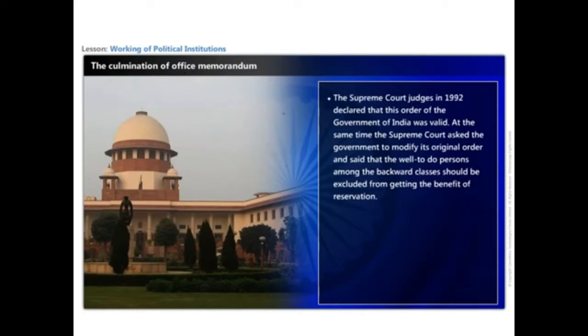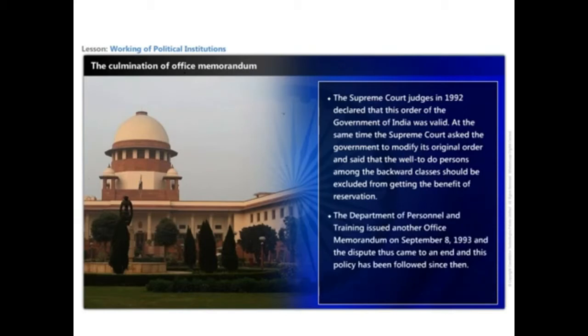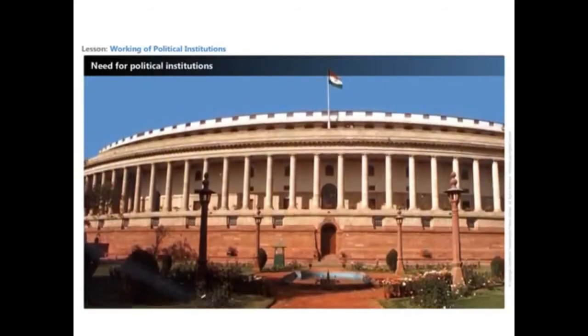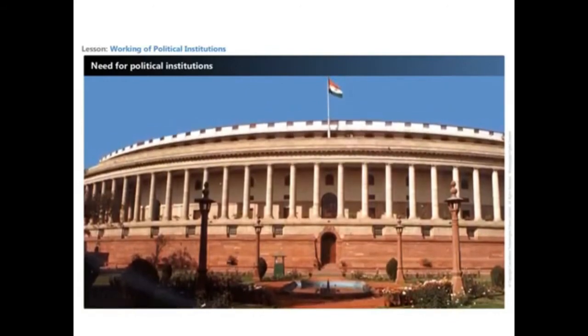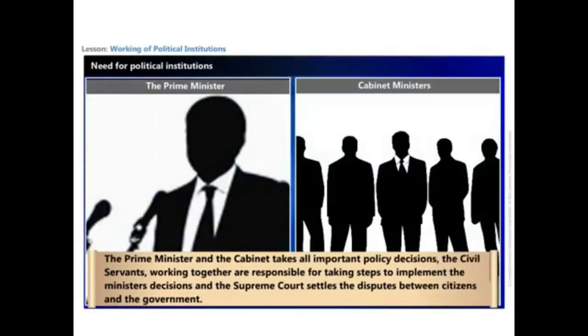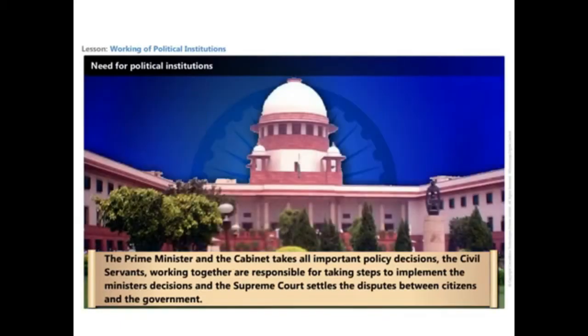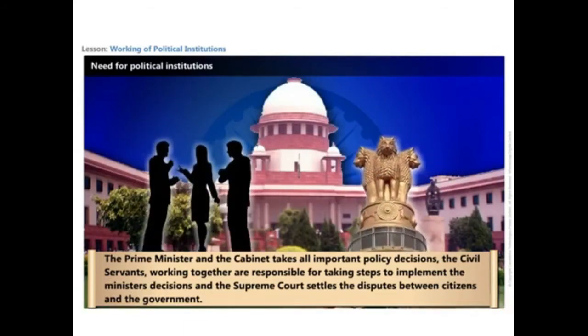At the same time, the Supreme Court asked the government to modify its original order and said that the well-to-do persons among the backward classes should be excluded from getting the benefit of reservation. Accordingly, the Department of Personnel and Training issued another office memorandum on September 8, 1993. And the dispute thus came to an end, and this policy has been followed since then. In our previous example of office memorandum, we saw how the Constitution worked for the implementation of the memorandum. The Prime Minister and the Cabinet take all important policy decisions. The civil servants working together are responsible for taking steps to implement the minister's decisions, and the Supreme Court settles the disputes between citizens and the government.